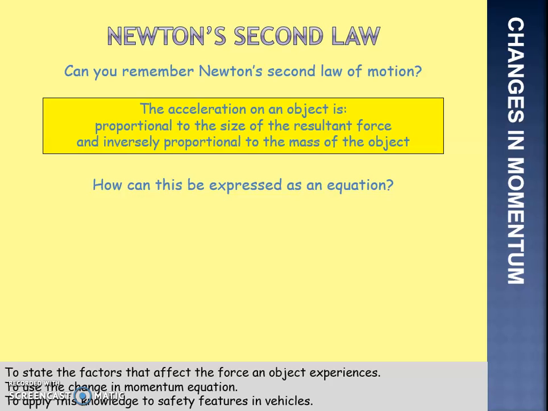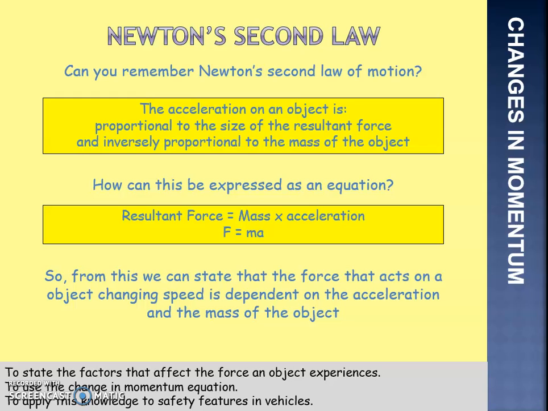Okay, the equation that can be expressed as is force equals mass times acceleration, F equals ma. So from this, we can state that the force that acts on an object changing speed is dependent on the acceleration and the mass of the object. Force is mass times acceleration. Keep that in mind.